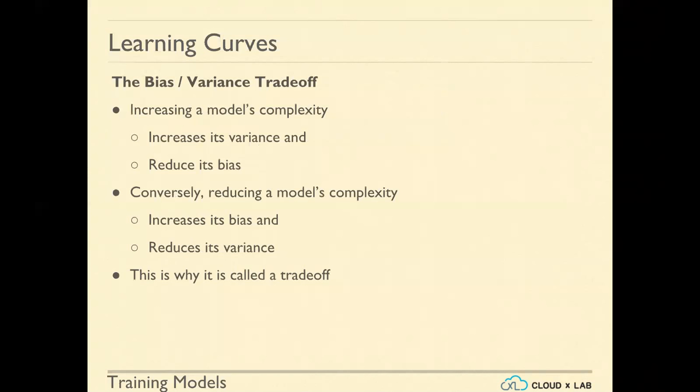So what we learned is that introducing model complexity increases its variance and reduces its bias, in other words, it makes it more flexible and reduces the rigidness. Conversely, reducing model complexity, as in reducing the number of features, increases its bias and reduces its variance. That's why we call it a trade-off.